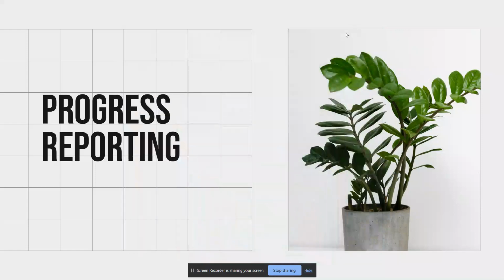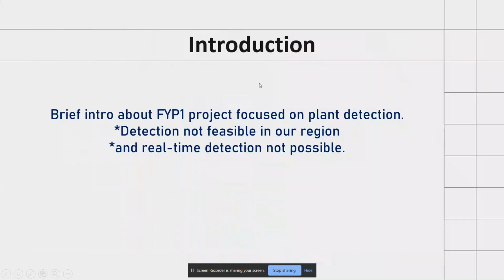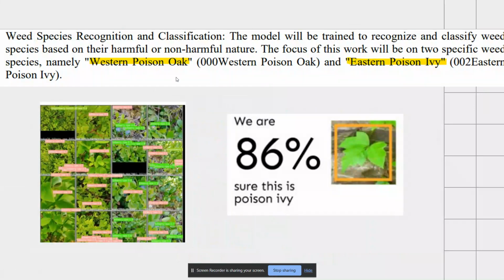Okay, here is a progress report for the last few weeks' work. I'd love to start with a small intro about the FYP1 project, which was focused on plant detection. Basically, I was planning to build a YOLO V8 detection model to detect two types of plants, which are poison oak and poison ivy.